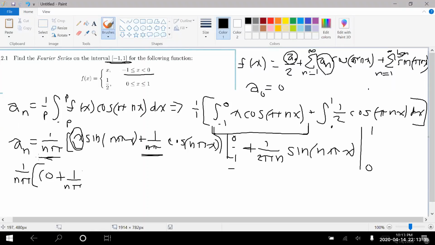in addition to the 1 right here. You have that, and now minus your lower bound, which is going to be your -1 in your sine. So what happens when x equals -1? So the argument inside your sine is going to equal n pi. So any multiple of pi, sine is going to equal 0. Okay, so now we're just left with our cosine term, which again still has an n pi on it.